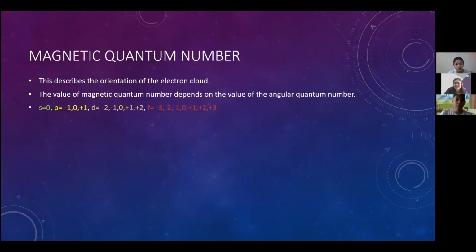Next, the magnetic quantum number describes the orientation of the electron cloud. The value of the magnetic quantum number depends on the value of the angular quantum number. For S it is 0; for P it is -1, 0, positive 1; for D it is -2, -1, 0, positive 1, positive 2; and for F it is -3, -2, -1, 0, positive 1, positive 2, positive 3.